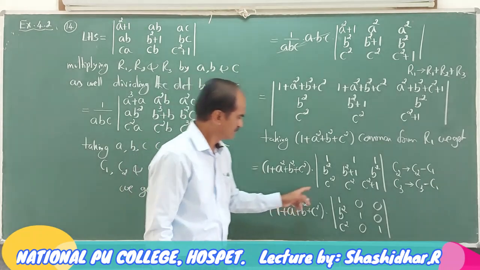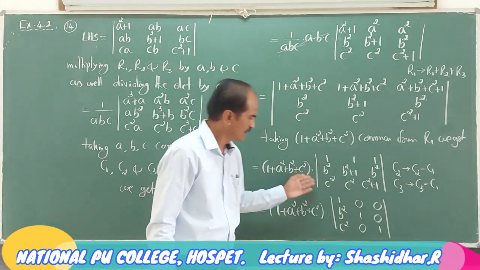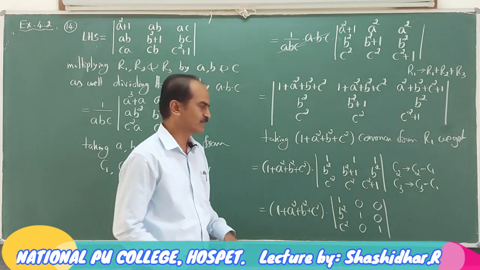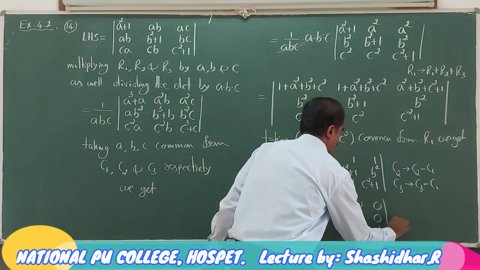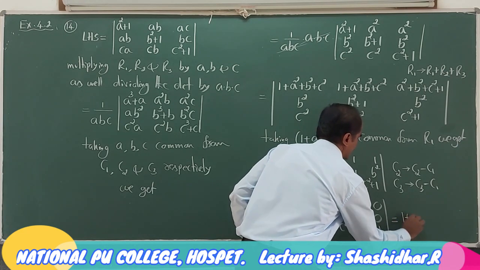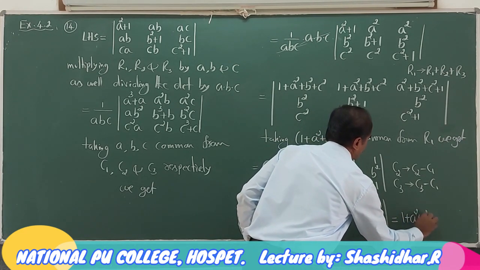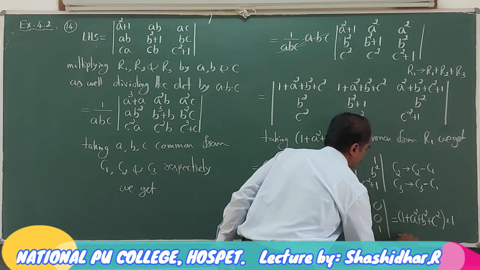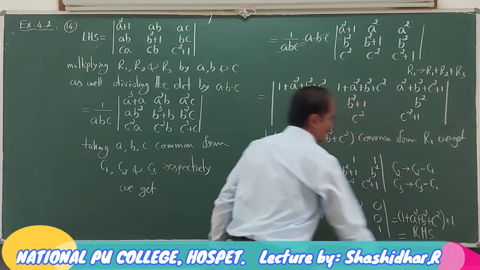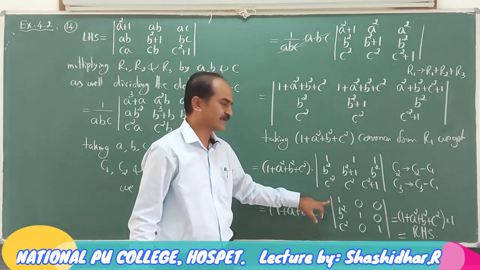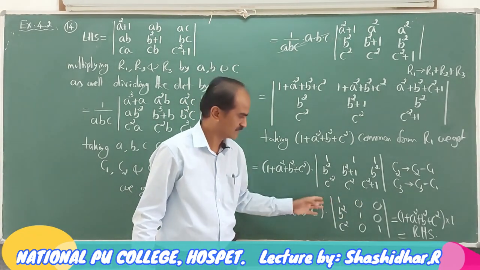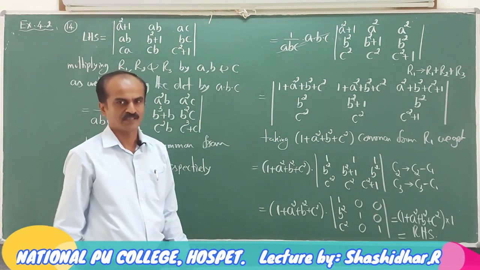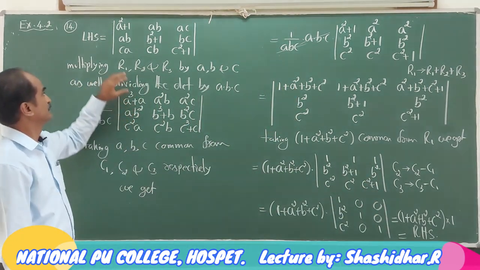If you observe, elements above the diagonal are all 0. Product of the diagonal itself is the value of the determinant. Means you are going to get 1. So it is equal to 1 plus a square plus b square plus c square into 1. That is our required RHS. Or else you can write, expanding by R1, you will get 1. So then you are ready with the result. I hope you followed. This is a very important part here.